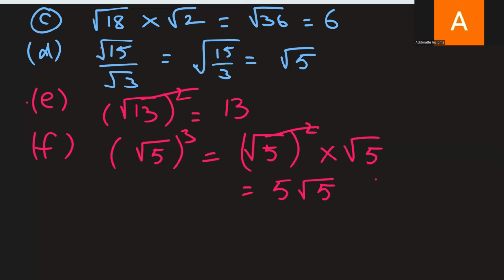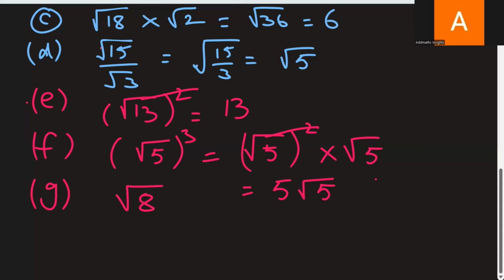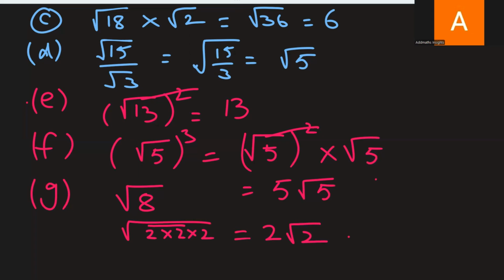One more example. For example, it is square root of 8. So you can make factors of 8 and write 2 times 2 times 2, and then you make pairs, and one of the pair is 2. You write here 2 square root of 2. So this is your final answer. I'll give you more examples.